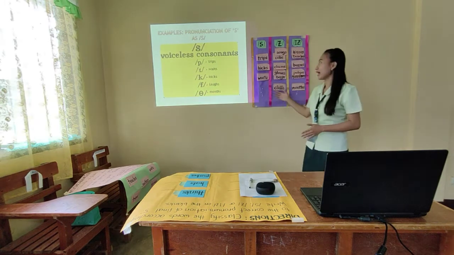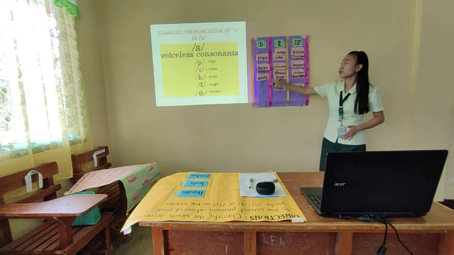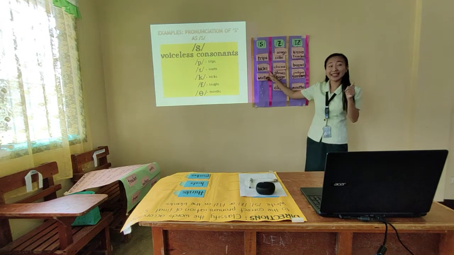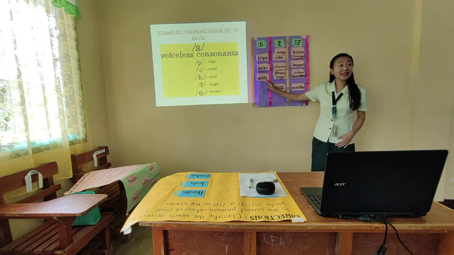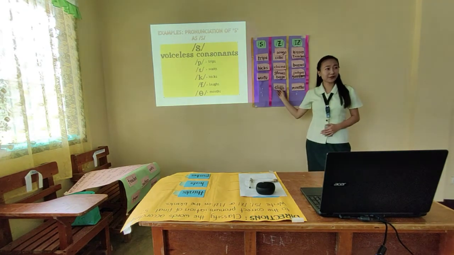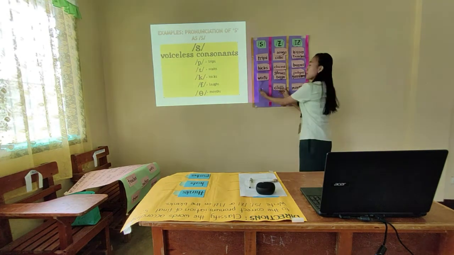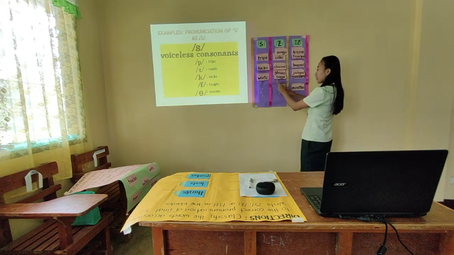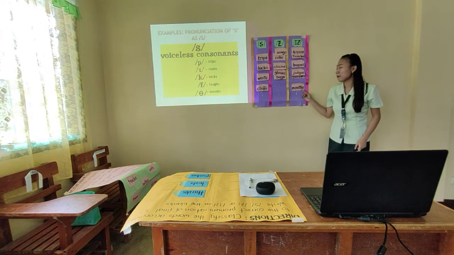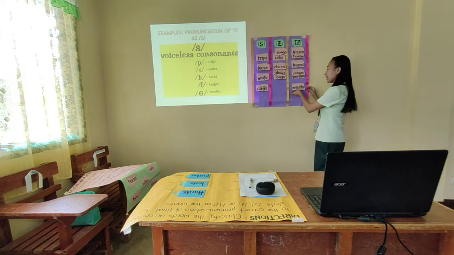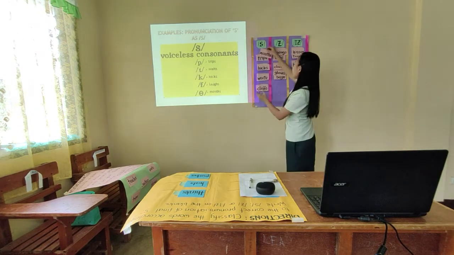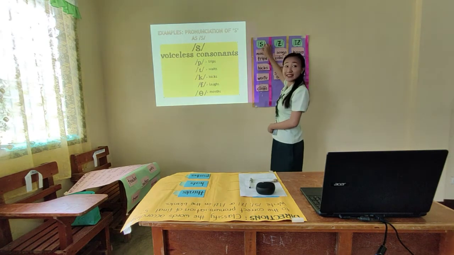Okay, so let's check our answers here. It's correct. Trips. Very good. What about this one? Kicks. Okay, exactly. What about this one? Waits. Perfect. Okay. How about this word? Clips. Okay, must be in here. Very good. Next, how about this one? Months. Very good. So it must be in here. Okay, is it clear, class?